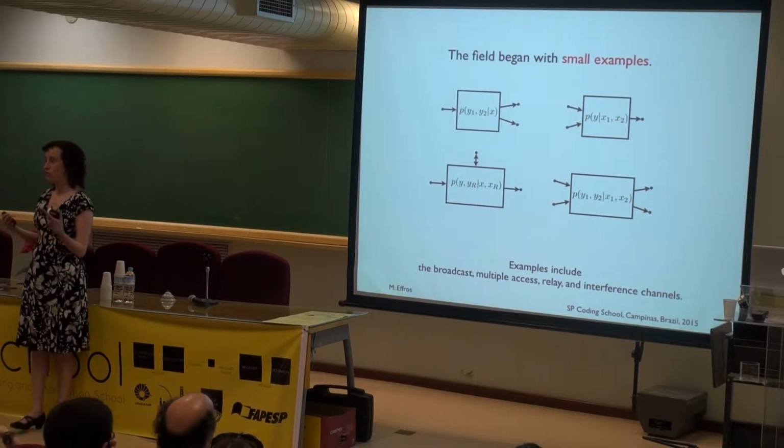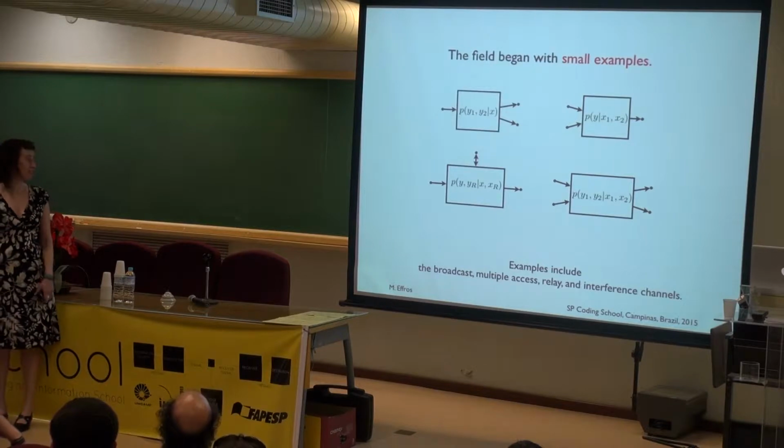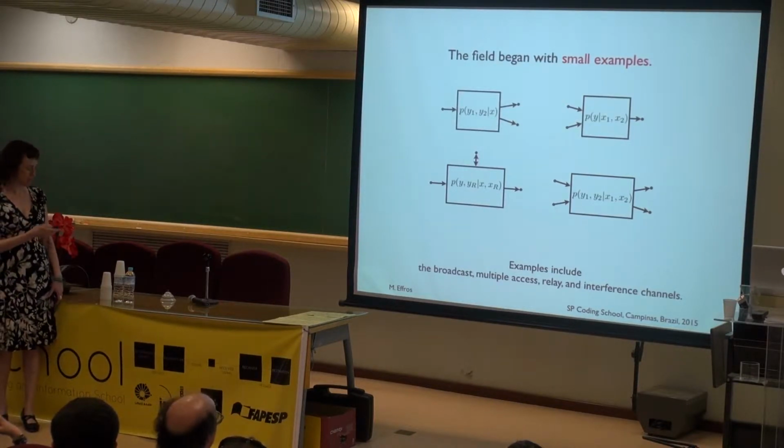Now we have 2 transmitters, 2 receivers. You can imagine everybody trying to talk with everybody with all different kinds of messages. And again, we ask how much information can you reliably transmit in this system.